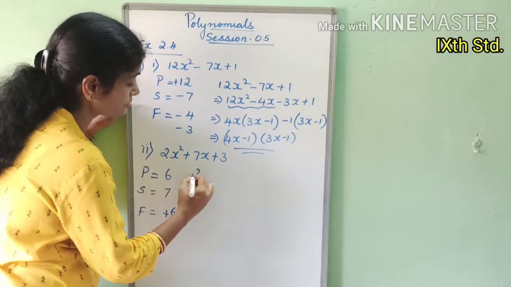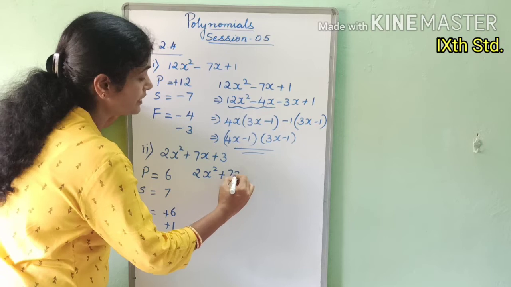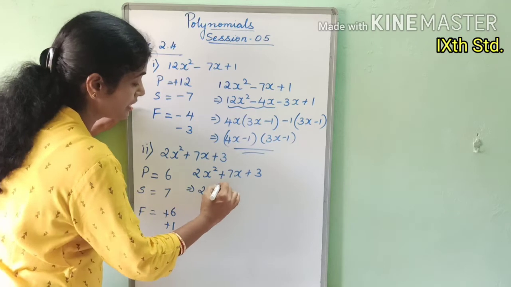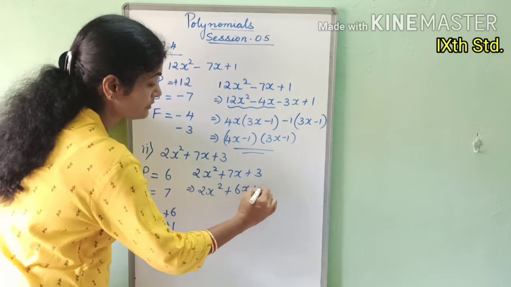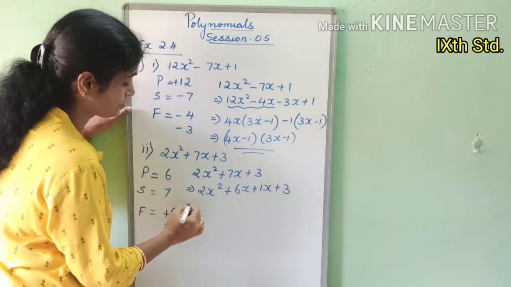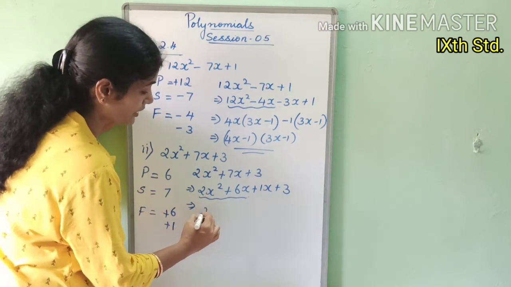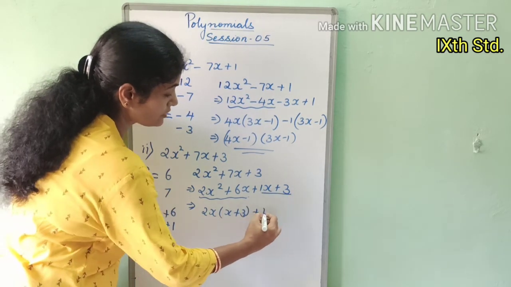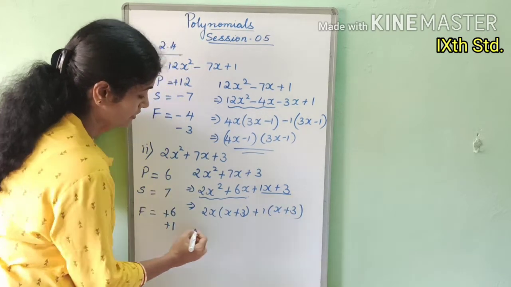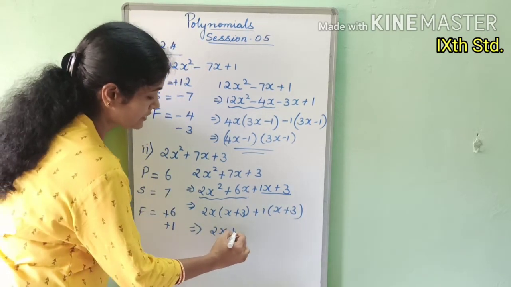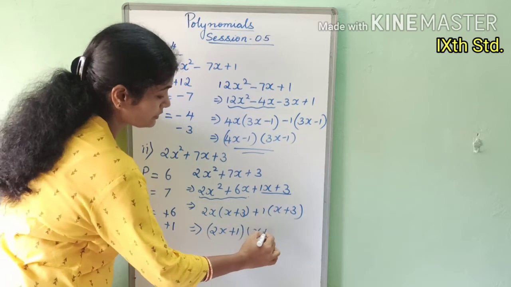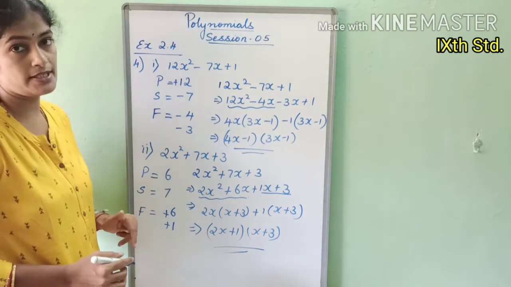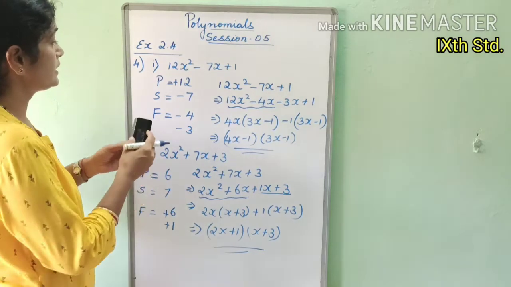So this 2x square plus 7x plus 3 is equal to, when you split the middle term, 2x square plus 6x plus 1x plus 3. In these two terms 2x is common, so it is x plus 3. In the next two terms 1 is common, x plus 3. This will be 2x plus 1 into x plus 3. So these two are the factors of 2x square plus 7x plus 3. Okay, then we will see the third one.